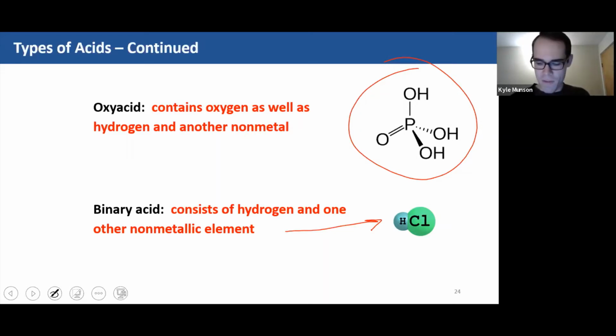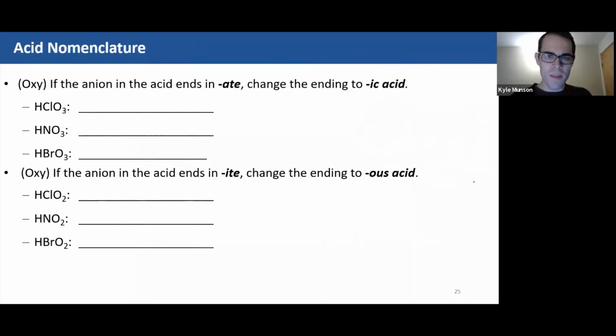So how do we name these acids then? Well, acid nomenclature, here we go. So this is for oxyacids now. So I'll say the rule and then we'll do the example together. If the name of the anion in the acid ends in -ate, you change the ending of the name to -ic acid. And if the name of the anion in the acid ends in -ite, you change the ending of the name to -us acid. Okay, so let's do some examples and I think it'll be more clear.